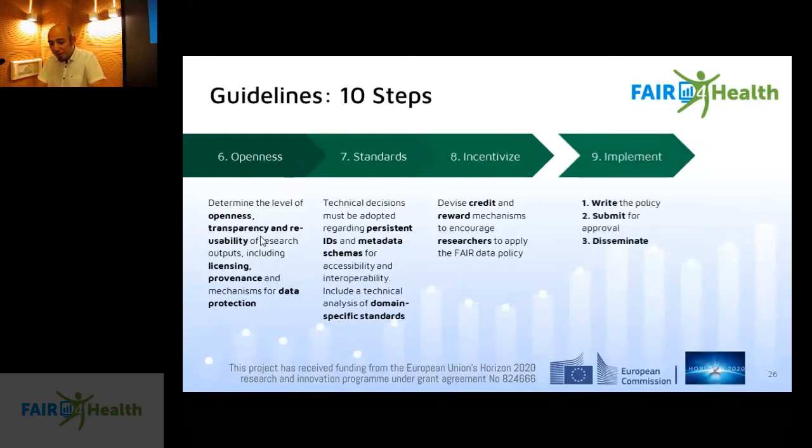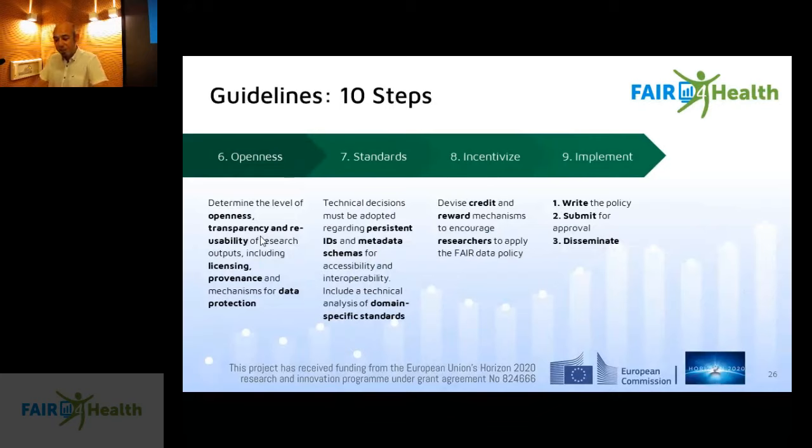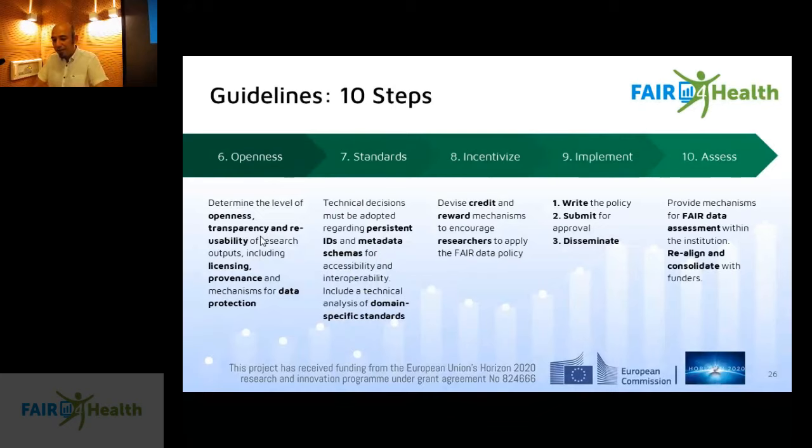The step number 9 is the implementation. So write a policy, submit it to approval, and disseminate it through your organization. And finally, the last step is to assess if your policy is working properly or if you may need to fix something because it's not working well. So cyclically, it's advisable to make an assessment of your FAIR policy.